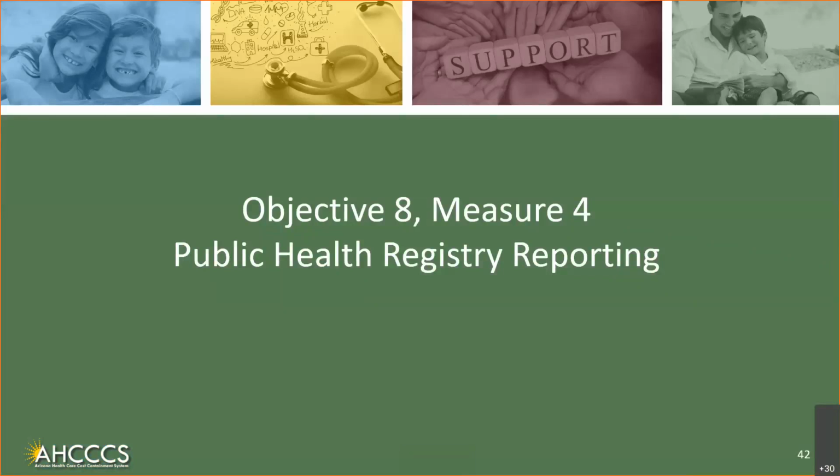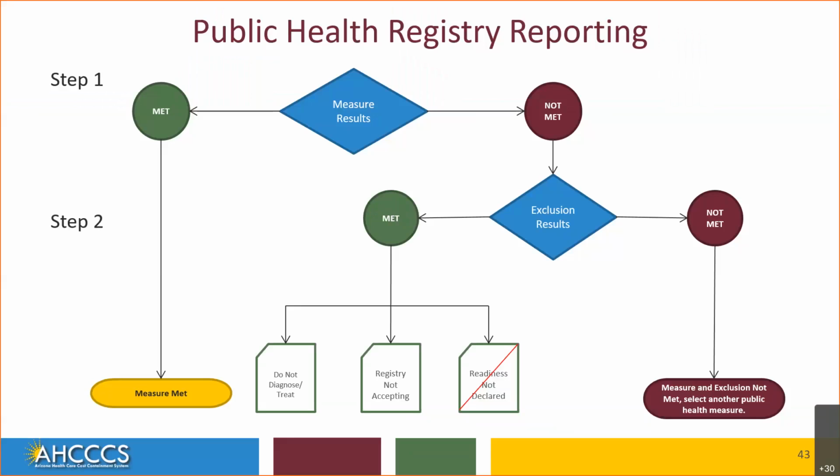Moving on to Measure 4, Public Health Registry Reporting. There is another overview slide helping you walk through the steps of should the EP use this as a measure. Keep in mind, if you go down to the center of the page, it's going to show those 3 exclusions. The EP does not diagnose or treat, the registry is not accepting data, and that shows that third exclusion, readiness not declared. This is when the registry has not declared that they are ready to accept data.